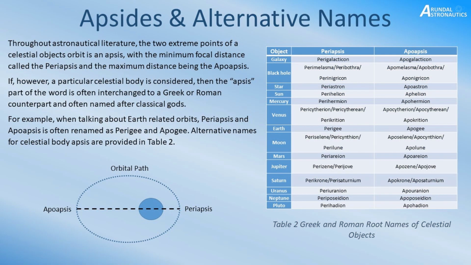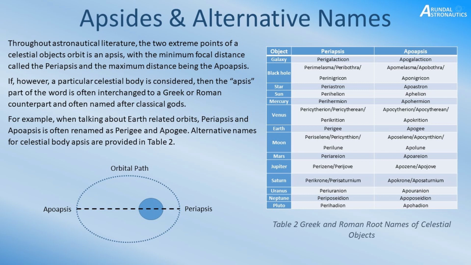So the final bit of background theory that we're looking at is a bit of geometry which we use to explore and design orbits, and this is the concept of periapsis and apoapsis. So the periapsis is the minimum focal distance and the maximum distance is called the apoapsis, and we can see that in the diagram at the bottom of this slide here.